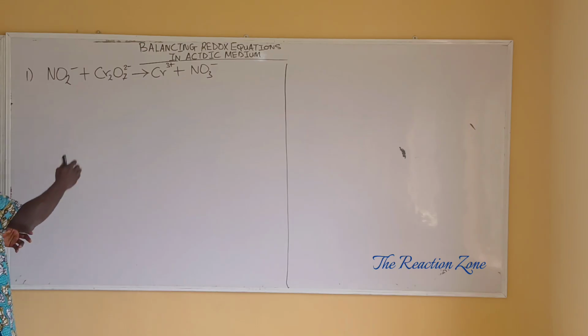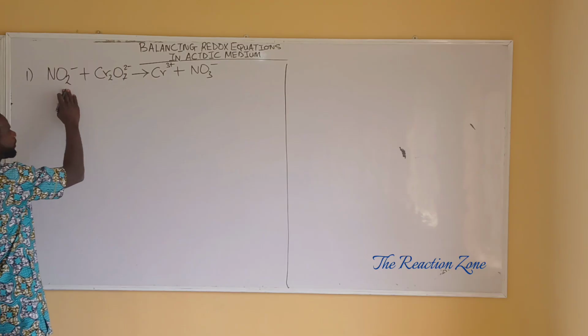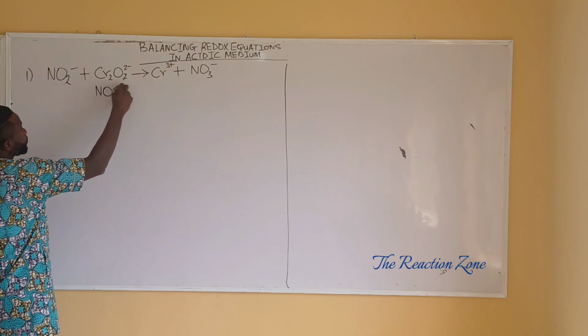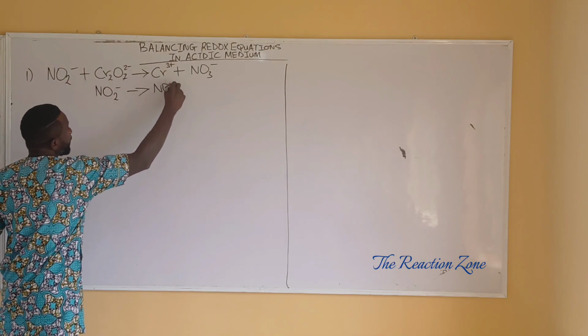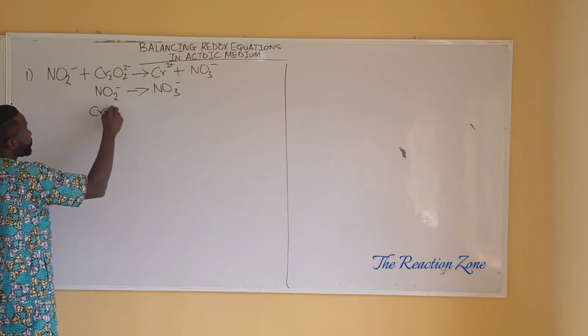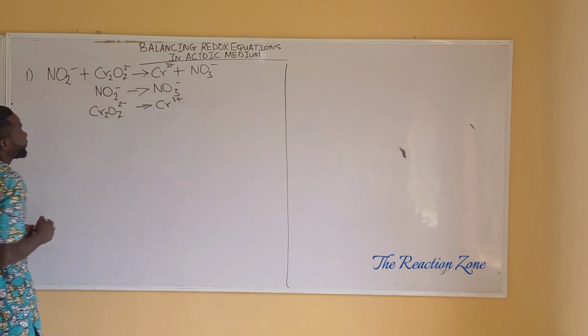So, we are going to break this redox equation into 2 parts. The ones that are identical are going to be put together. So, we'll break down the redox equation into 2 smaller equations, and these 2 smaller equations are called half equations. Now, NO2 minus is similar to NO3 minus, but they are not identical. So, I would say NO2 minus gives me NO3 minus. And then this is similar to this, so we have Cr2O7 2 minus to give Cr3 plus.